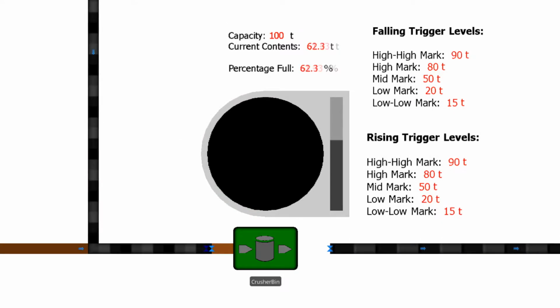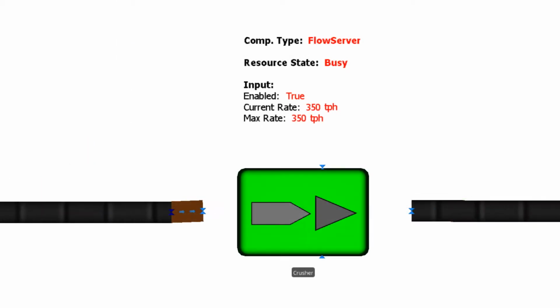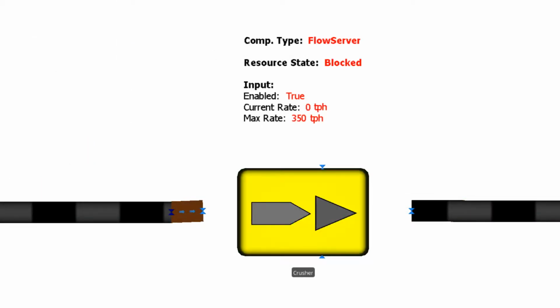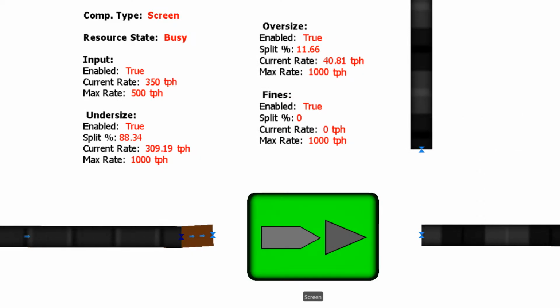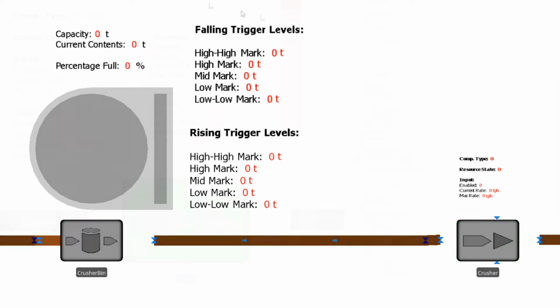This model contains a crusher bin, crusher, screen, recrush conveyor, and feed conveyors are used as well. The process is labeled according to the key performance indicators, or KPIs, that are deemed most important for that process, such as each component having a maximum operating rate or design capacity. Other views include triggering levels for the crusher bin, as well as the current feed rate into the crusher.